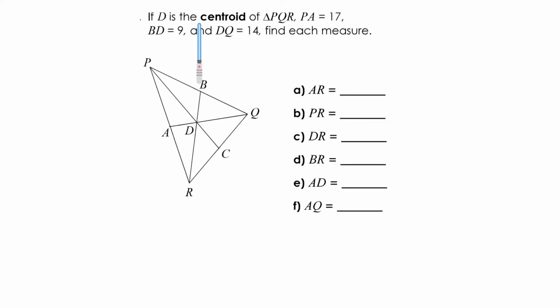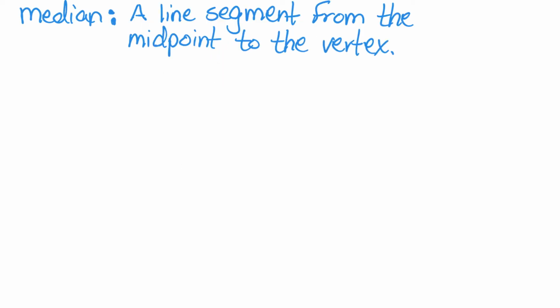If D is the centroid of triangle PQR, PA equals 17, BD equals 9, DQ equals 14, and we're going to find each measure. First of all, we need to know exactly what centroid means. But first we got to know what median is. A median is a line segment from the midpoint to the vertex in a triangle.